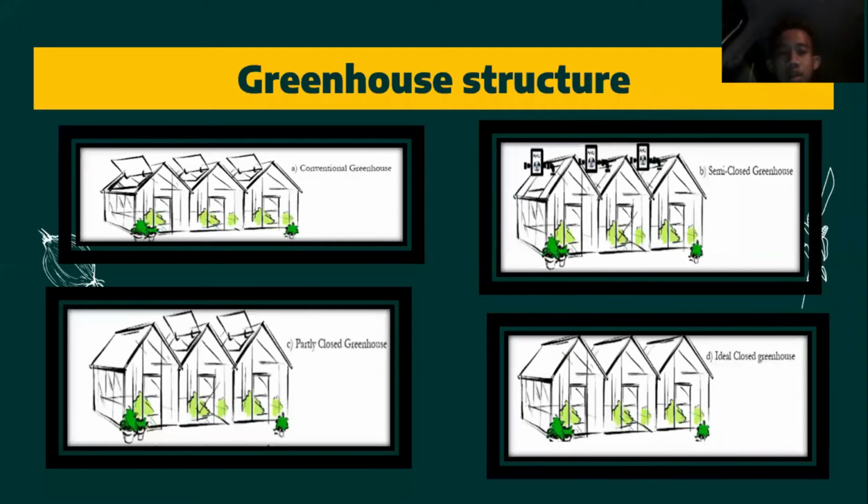These are the four types of greenhouse structure. The first one, we have the conventional greenhouse. Second, semi-closed greenhouse. Third, partly closed greenhouse, and the last one is the ideal closed greenhouse.